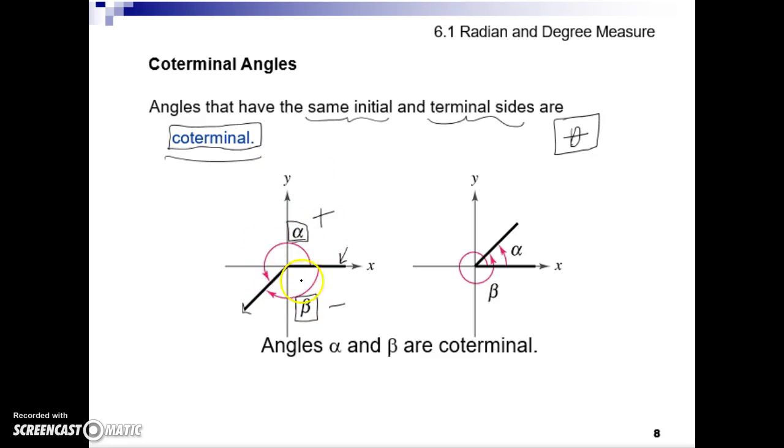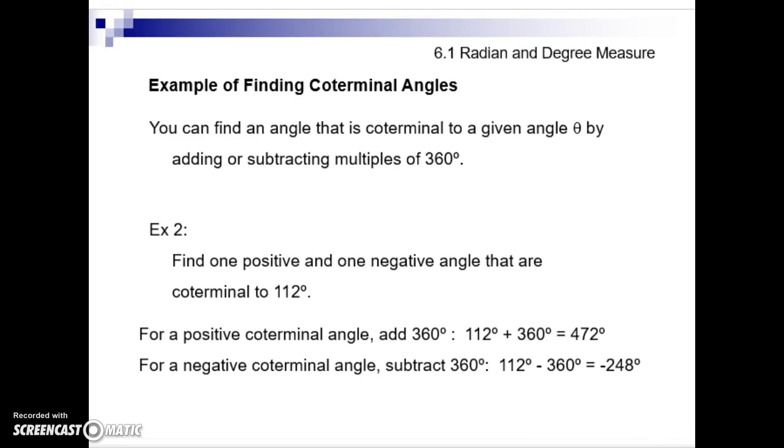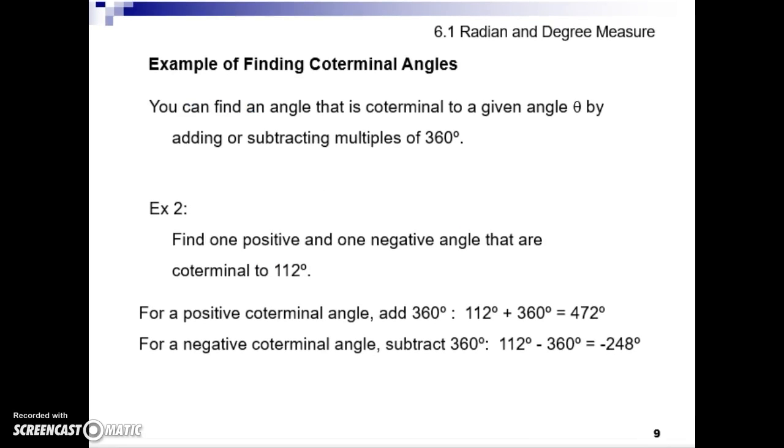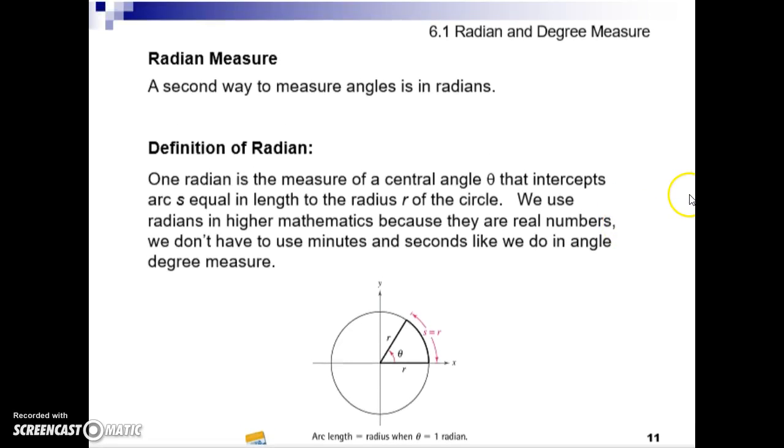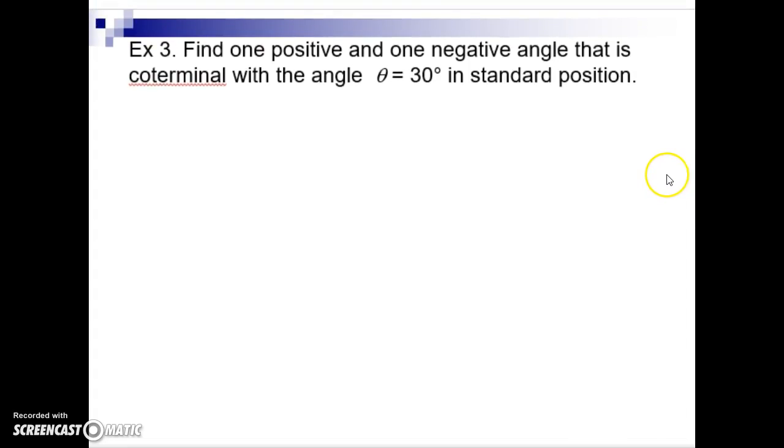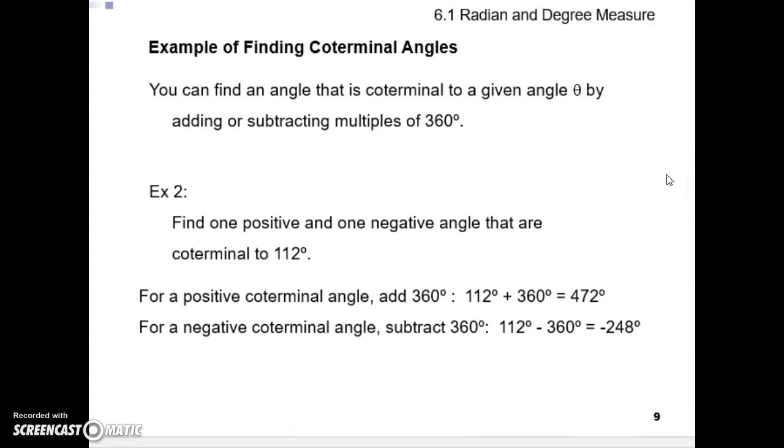Alpha goes this many degrees, beta goes this many degrees in the opposite direction. So we have coterminal angles when they share a common terminal side, and they're definitely going to share a common initial side. So finding coterminal angles in degree measure, oop, things jumped around on me. Let's try this again. Finding coterminal angles in degree measure is going to look like this.